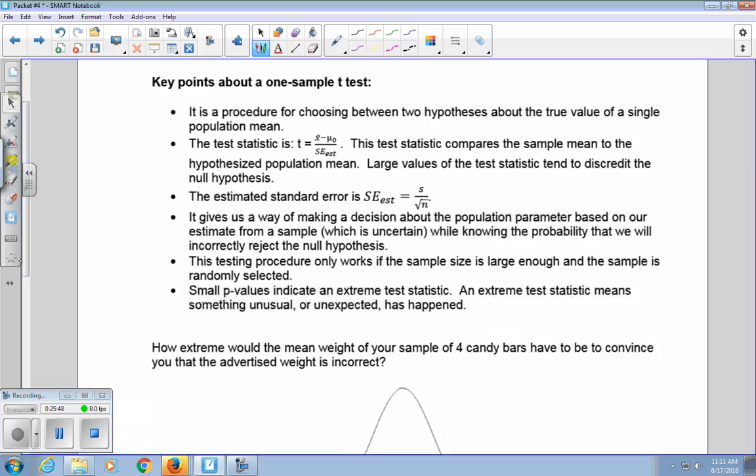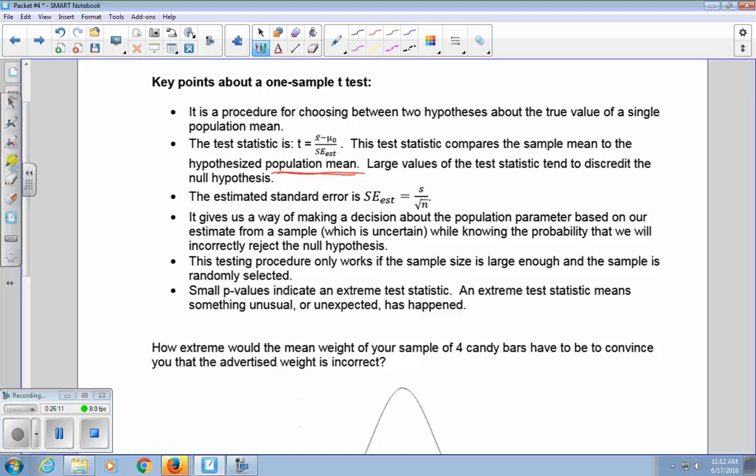All right, so now let's just do a summary of our hypothesis test. Key points about a one-sample t-test. It's a procedure for choosing between two hypotheses about the true value of a single population mean. The test statistic that you're going to use is a t-statistic. And it compares the sample mean to the hypothesized population mean under the null hypothesis.